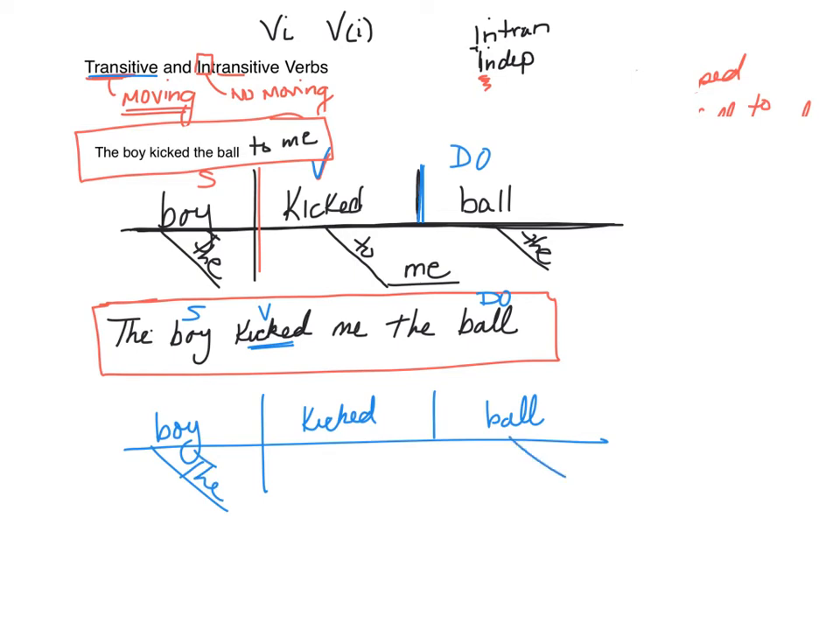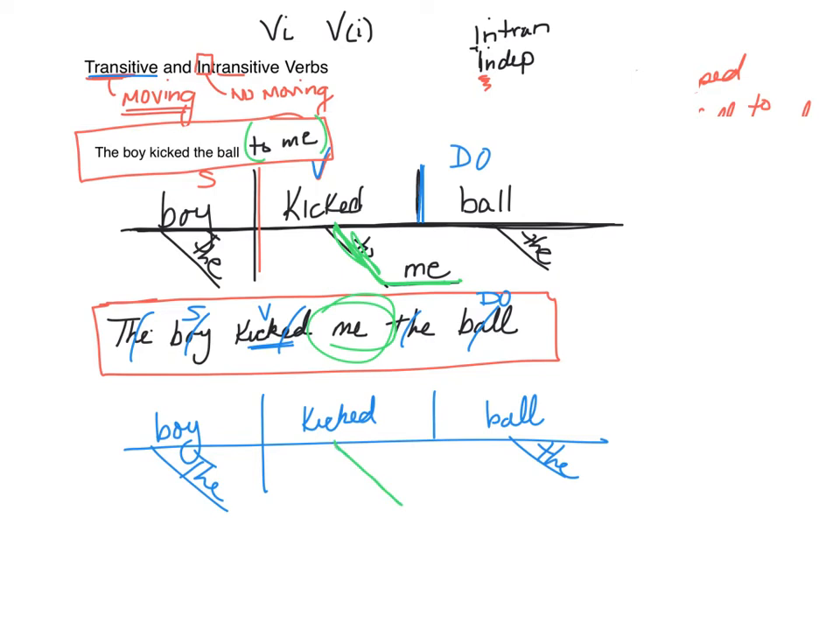The boy kicked the ball. Oh dear, I only have one word left, and that is me. Now up here I had a prepositional phrase, and I know how to diagram a prepositional phrase. Well, here the word me is doing the same action as this prepositional phrase. It's describing the direction of the kick. Because it is describing kick, it has to dangle under kick.